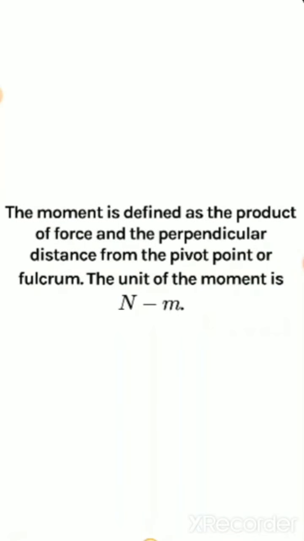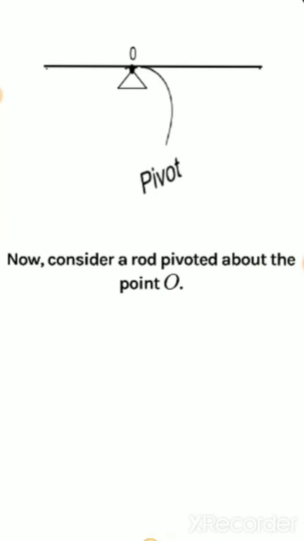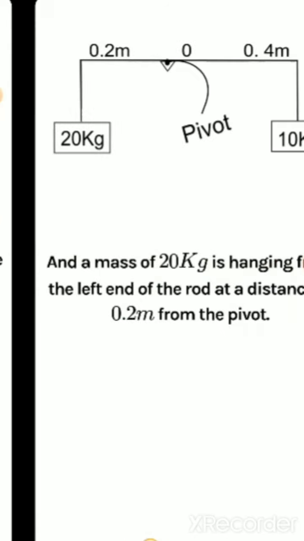The moment is defined as the product of force and the perpendicular distance from the pivot point or fulcrum. The unit of moment is Newton meter. The clockwise moment is considered positive and the anti-clockwise moment is considered negative. Now consider a rod pivoted about the point O, where the fulcrum is present at point O.